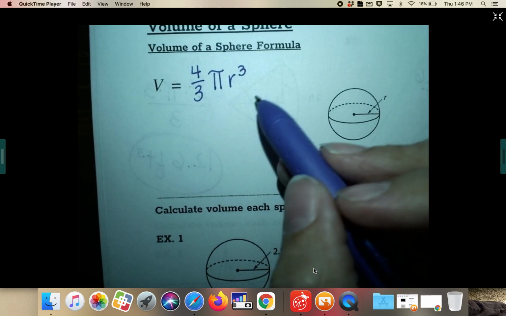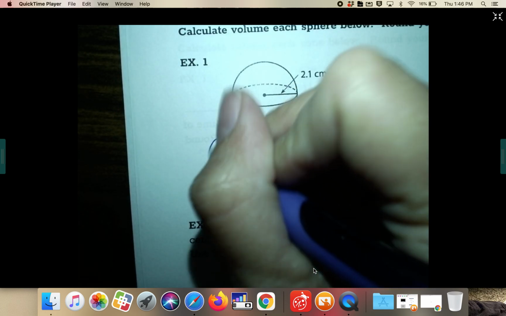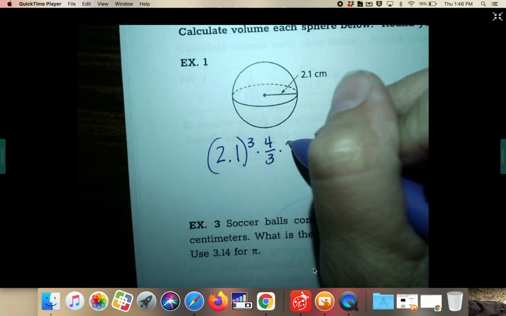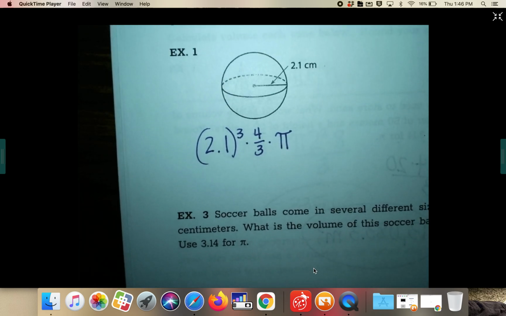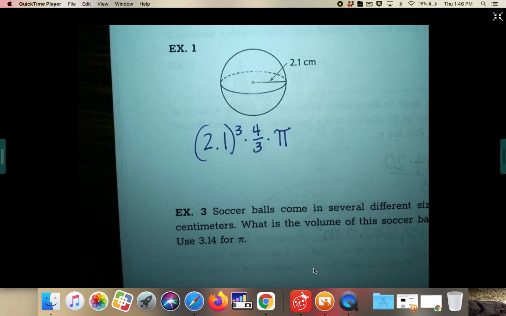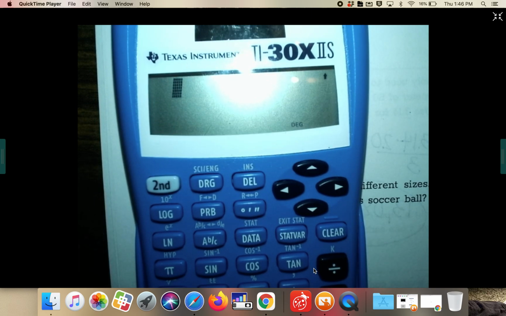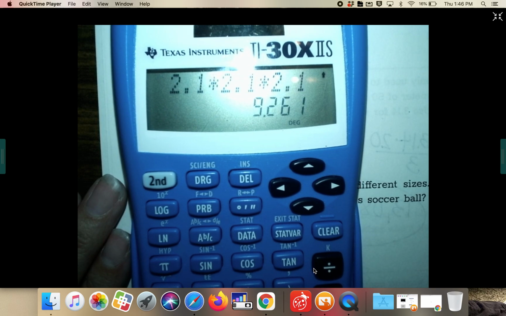So if our radius, which is the r, is 2.1, we're going to cube it first. So 2.1 cubed times 4/3 times pi. Okay, and then it says round your answer to the nearest tenth. So we're going to get to just push the pi button. All right, let me show you about 2.1 to the third power. You have a couple of options here. You could either do 2.1 times 2.1 times 2.1, and that is obviously the same thing as 2.1 cubed.